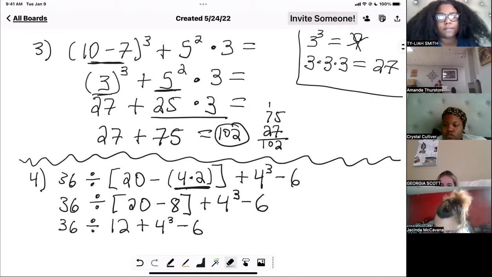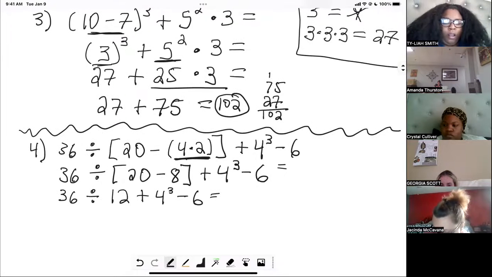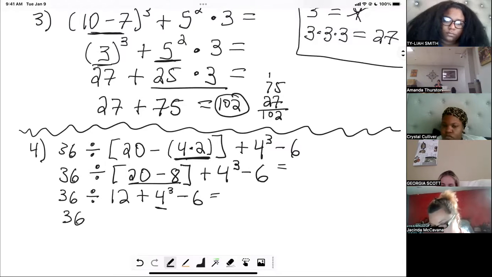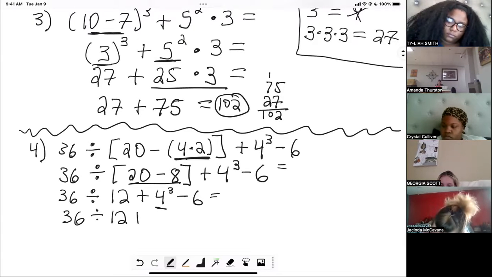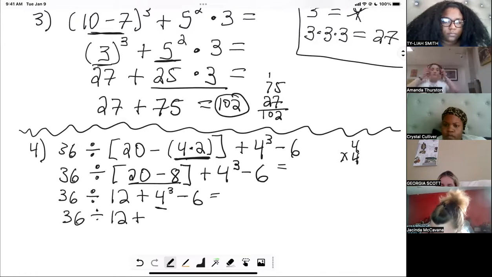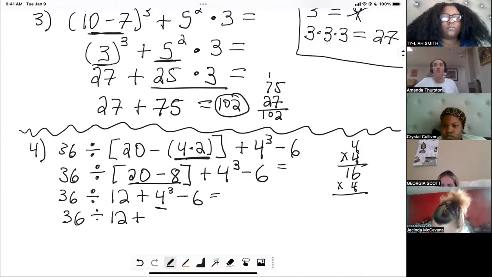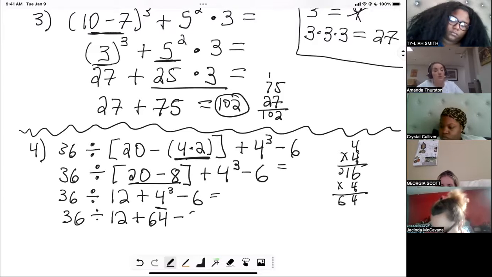Oh, so now, I should probably put my equal sign here too. Equals. Okay, now we have parentheses done, gone. Exponent. So I have the exponent to do. So we have 36 divided by 12 plus, okay, what is 4 to the third? Let's see. 4 times 4 is 16. If I multiply another 4, 6 times 4 is 24. 4 times 1 is 4 plus 2 is 6. So 64 minus 6.